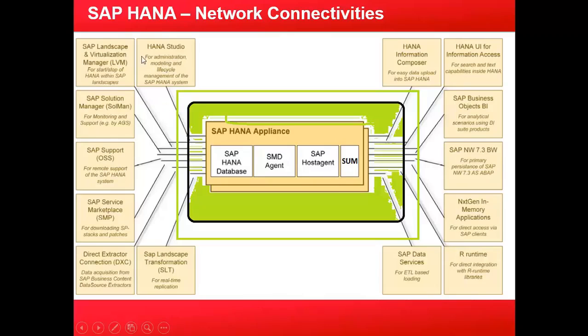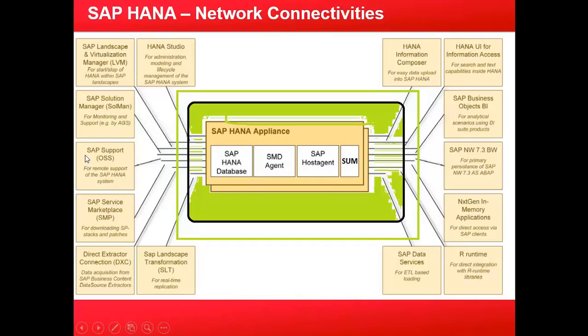Then on the peripheral side you can see different network components to which this appliance can connect. The first one is SAP HANA Studio. This is mainly for administration, modeling and lifecycle management of the SAP HANA system. Then you can see SAP Landscape and Virtualization Manager. This is basically for start and stop of HANA within the SAP landscape. Then we have SAP Solution Manager. This is mainly for monitoring and support.